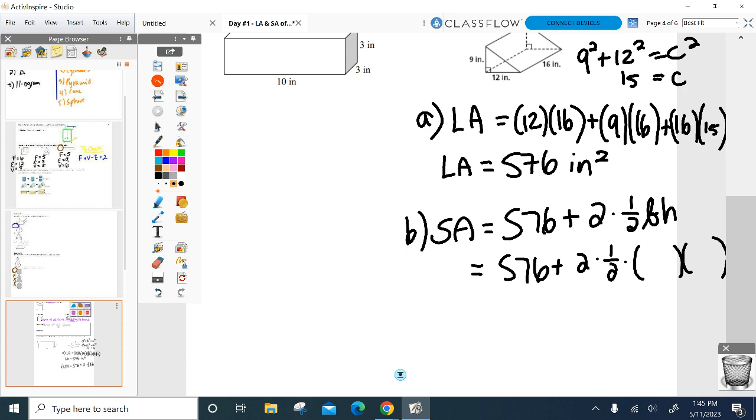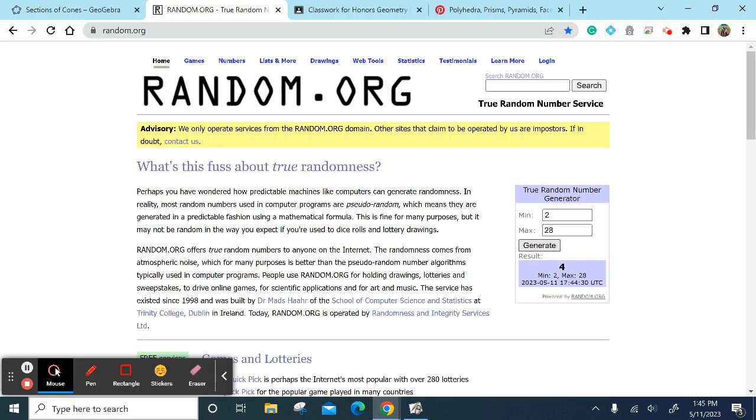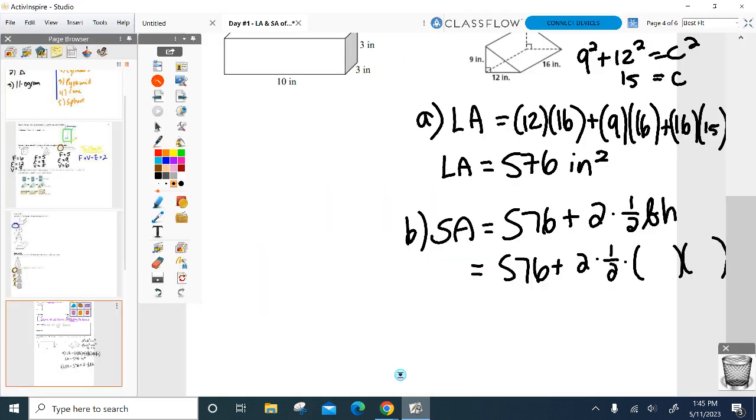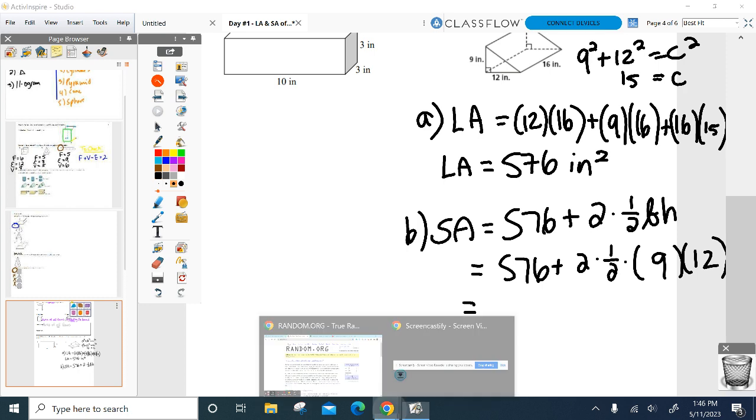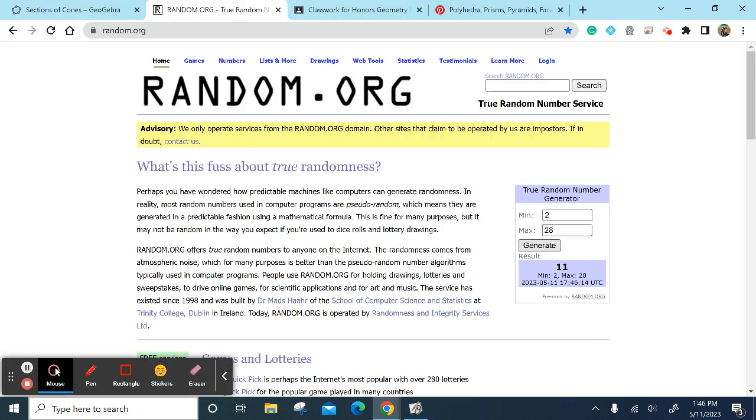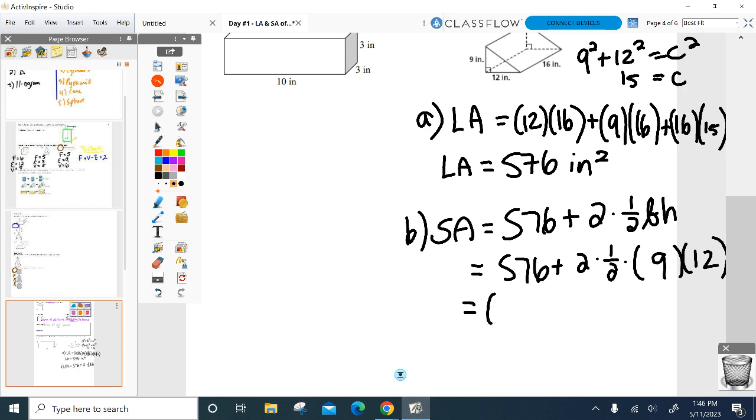It's a right triangle. We did talk about that. The base and the height of a right triangle are the same as these. And what do you got for me? 12 and 9. The legs. There you go, everyone. So there's surface area. And what is that surface area when you find it? 684 square inches.